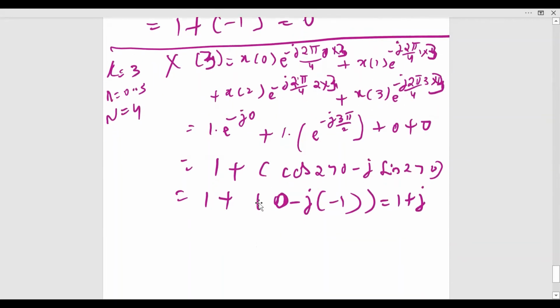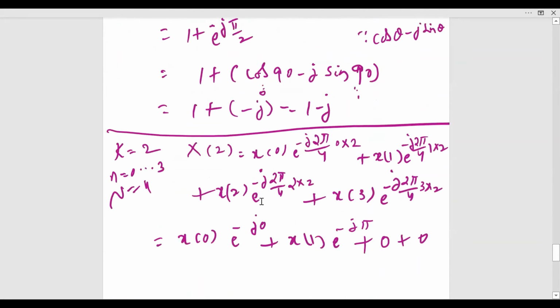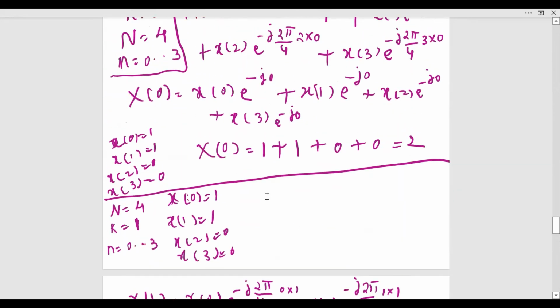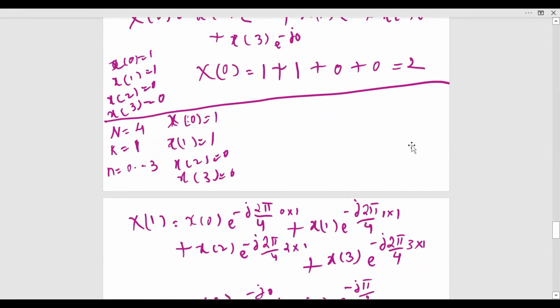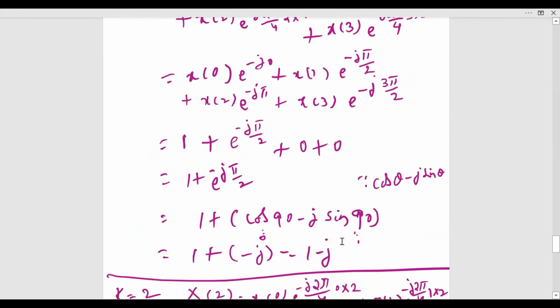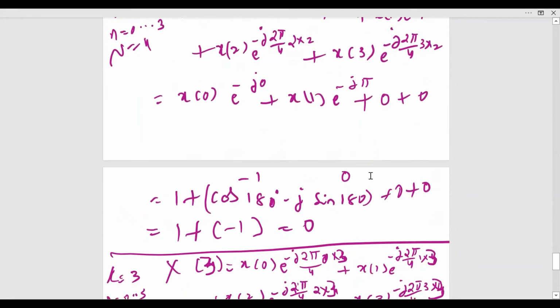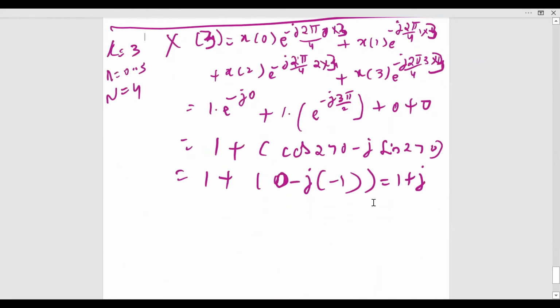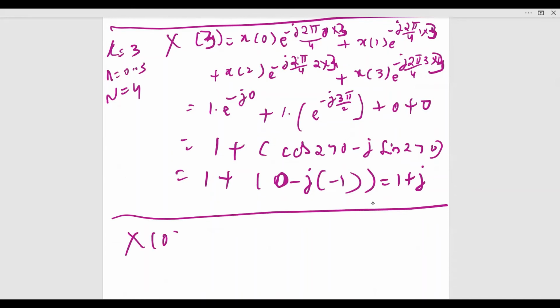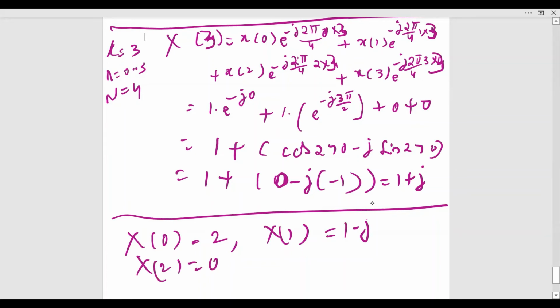So let us see what are the values of x of 0, 1, 2, 3. X of 0 is 2. X of 1 is 1 minus j. X of 2 is 0. And x of 3 is 1 plus j. So we'll write it down. X of 0 equals 2, x of 1 equals 1 minus j, x of 2 equals 0, x of 3 equals 1 plus j.